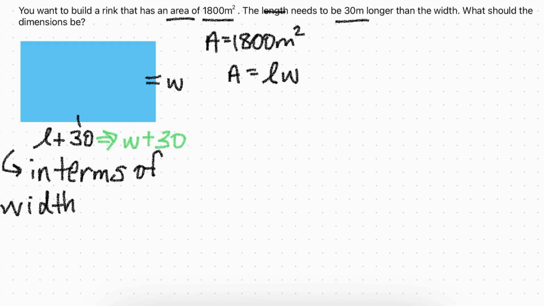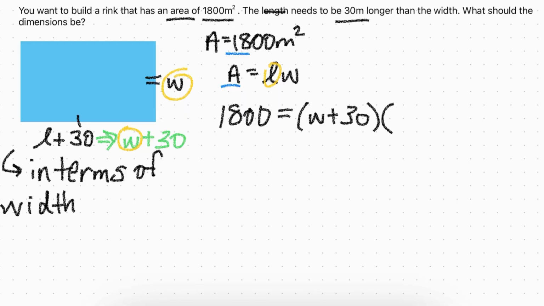So for the length, instead of L plus 30, we can say W plus 30. So now we have one variable, which is W. It'll be easier for us to solve that way. So in the equation, we can replace L, that length, with W plus 30. We can go ahead and plug in 1,800 for A. So 1,800 equals W plus 30 times width, or times W.